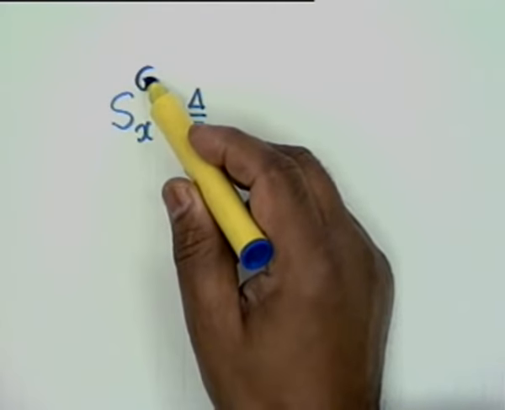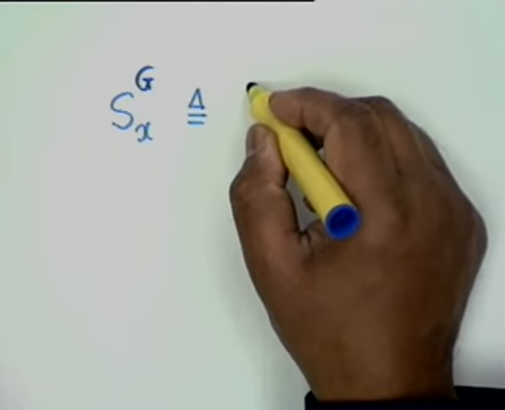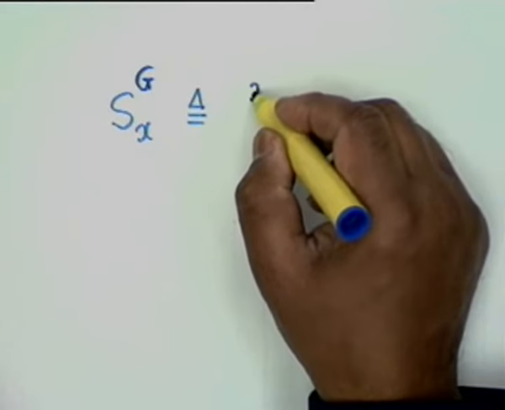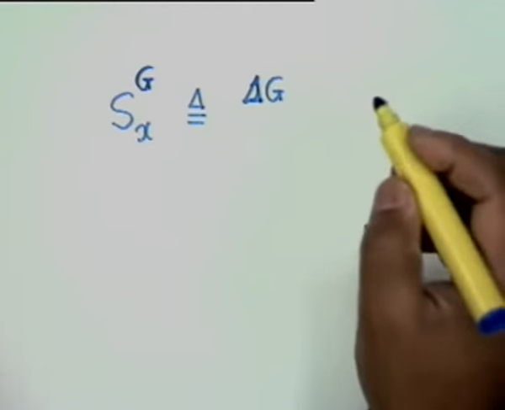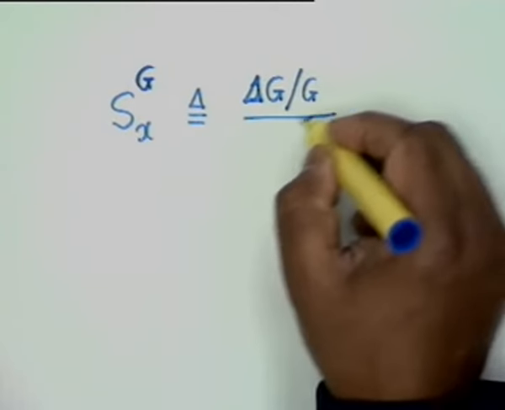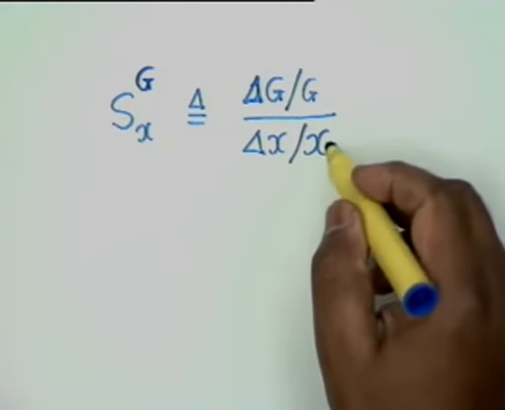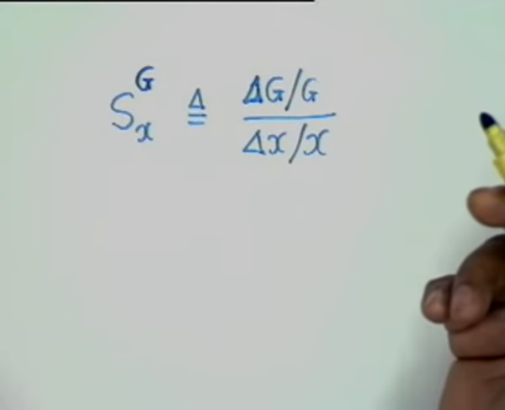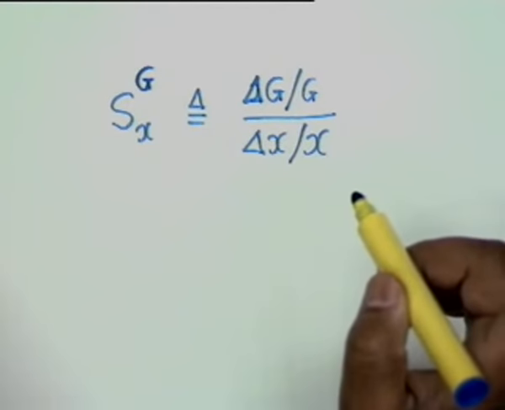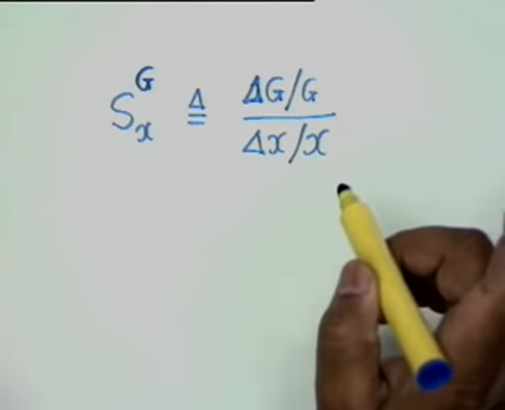Then the sensitivity of G with respect to X is defined as, well, let me give the definition first: delta G by G divided by delta X by X. In other words, if the parameter changes by a certain fraction, how much change does it affect on the performance? That is the qualitative definition. If delta X by X changes by 1% and delta G by G changes by 0.5%, then half is the sensitivity. Okay? So it is an indication of how much X has an effect on the performance.